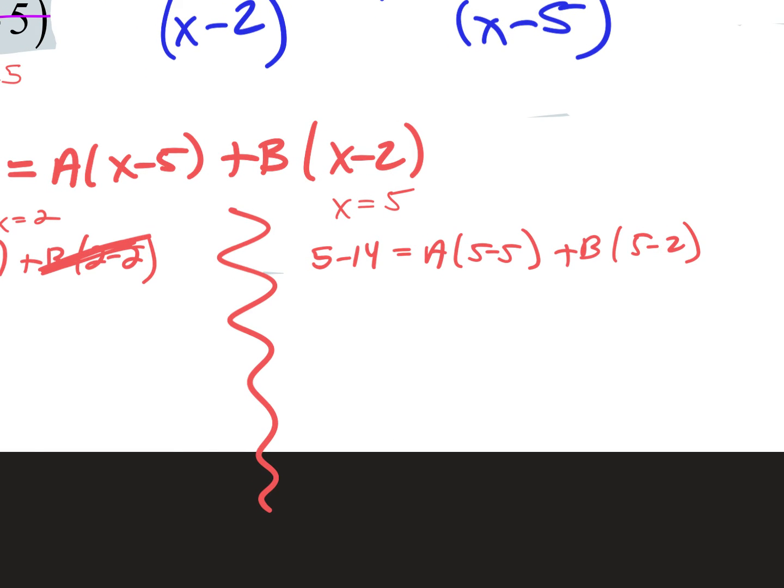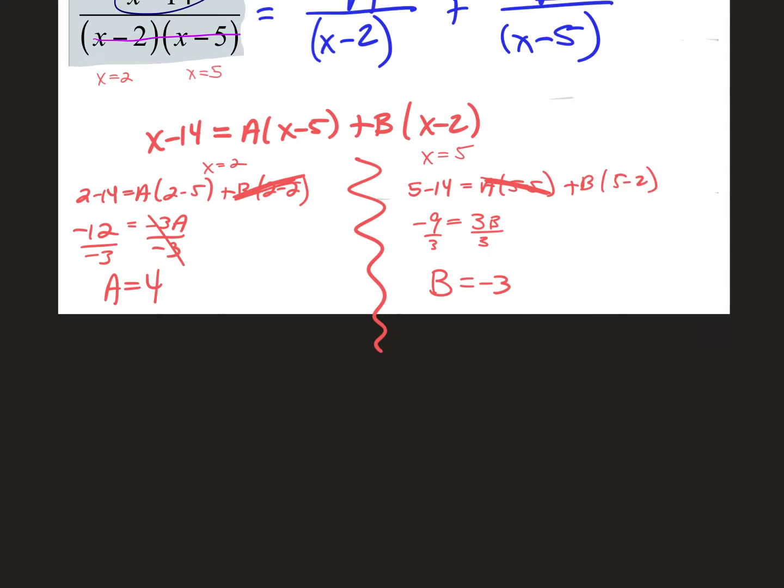What's 5 minus 14? Negative 9. Equals... what happens with 5 minus 5? It cancels out. And then 5 minus 2 is 3, so 3b. Yep. Divide both sides by 3. What does b equal? Negative 3.